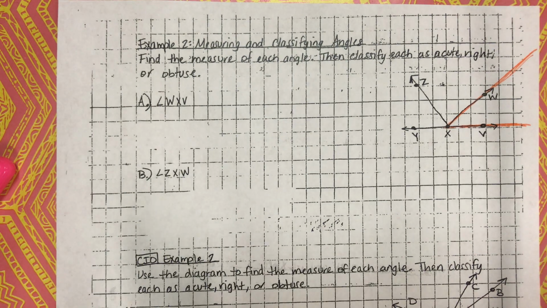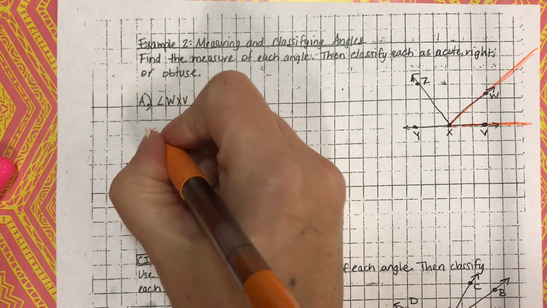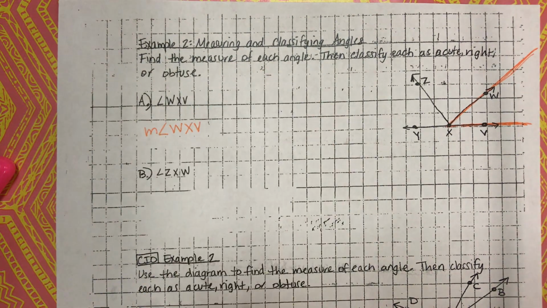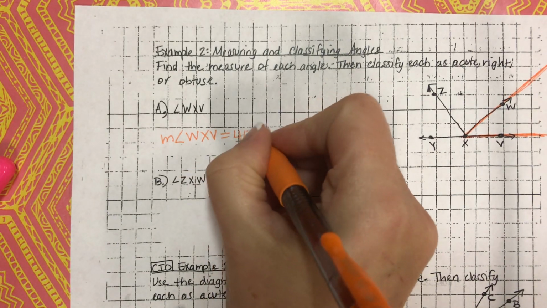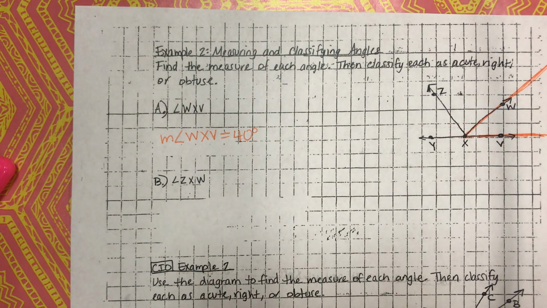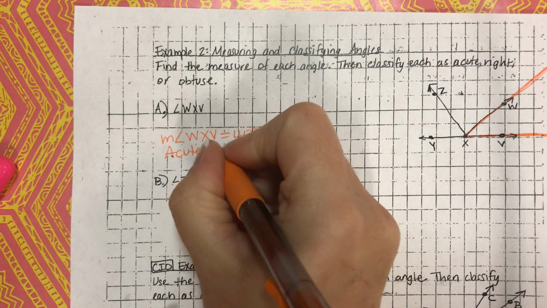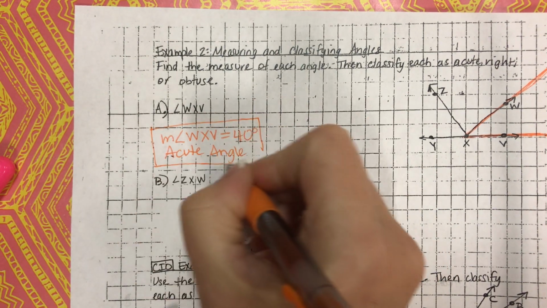So what we would say when we're talking about the measure of an angle, we would write it like this. The measure of angle WXV, and it's important that you use that measure, equals 40 degrees. Now, does anybody remember what an angle that's 40 degrees is called? It's called an acute angle. So there we go. There's our answer right there.